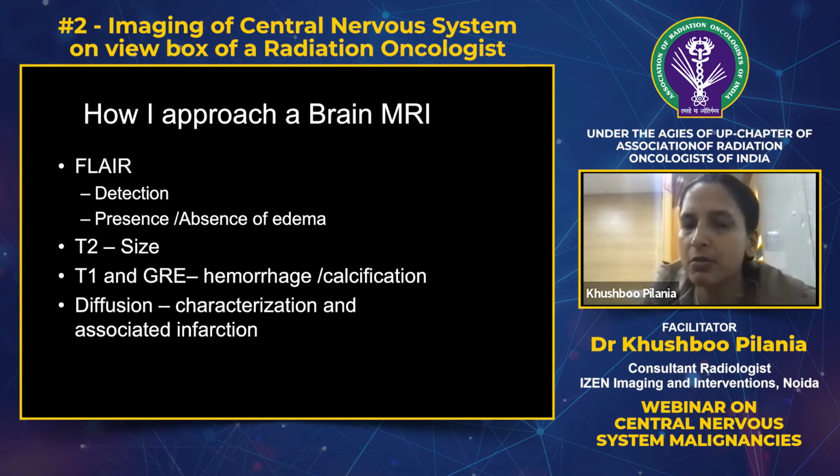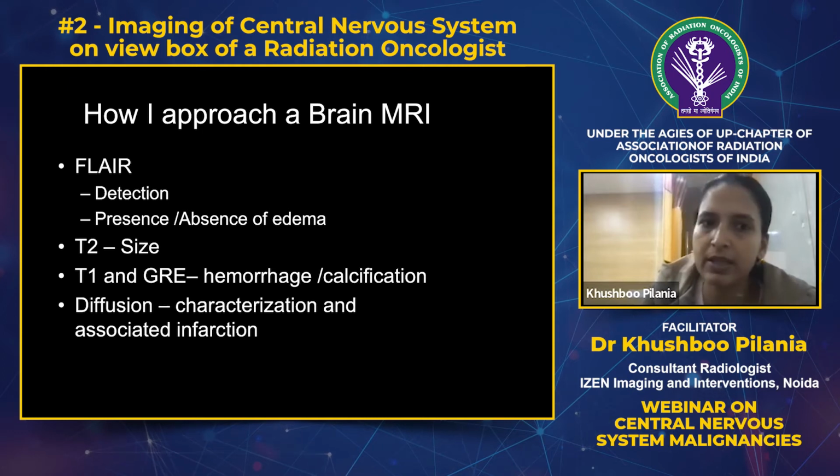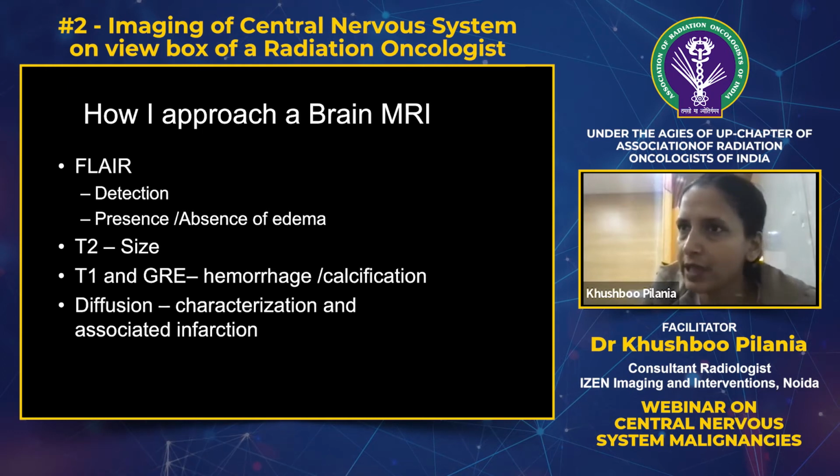So flair image is the most important for detection of the presence of a lesion, and at the same time, what kind of an edema is there surrounding a lesion. Once you've seen a lesion on the flair image, then you look at the same site on the T2 and the T1 weighted image, which helps you characterize the lesion.